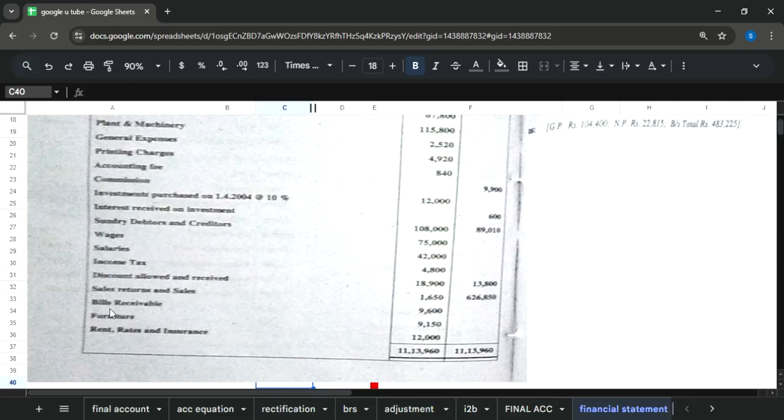Next is sale return and sale. Again same discussion. Sale return is written on first place, so sale return would be considered as 1650 and sales are 626. Secondly, sales return means goods are coming in, it should be written on debit side, so debit side are sales return, credit side are sales.